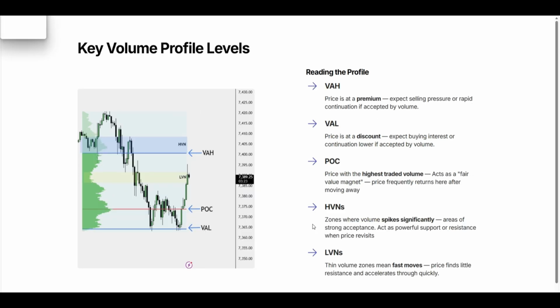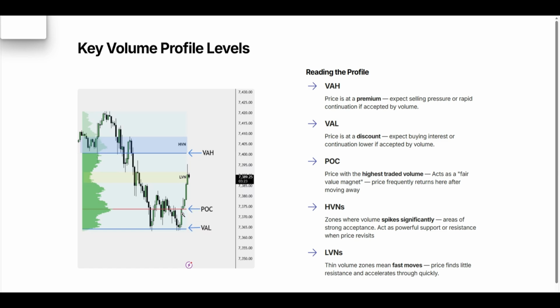The key volume profile levels you need to know are the value area high. This is when price is at a premium, so you can expect selling pressure or rapid continuation if accepted by volume. Next is the value area low. This is when price is at discount. You can expect buying interest or continuation lower if accepted by volume.